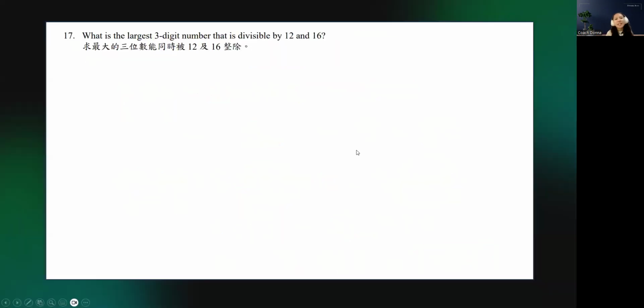So that's it for 16. Let's have number 17. What is the largest three-digit number that is divisible by 12 and 16? If you're asked for questions like this, you have to get the LCM of 12 and 16, whatever you're trying to divide it with. So, LCM, common multiple of 12 and 16.